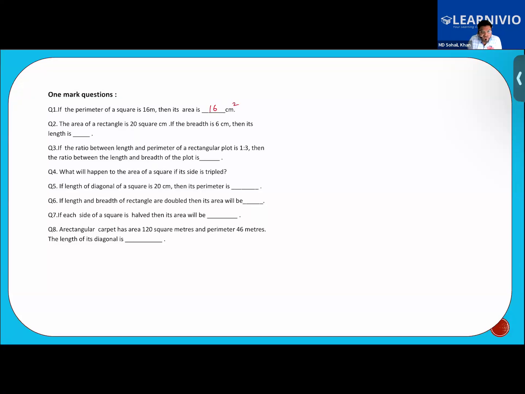The area of a rectangle is 20 square centimeter. If the breadth is 6 centimeter, then its length is? Look carefully. The question says the area of the rectangle is 20 square centimeter. Area of a rectangle means length into breadth, given as 20 square centimeter. Now if the breadth is 6 centimeter, what is the length? So we are going to divide. Length is going to be 20 divided by 6.